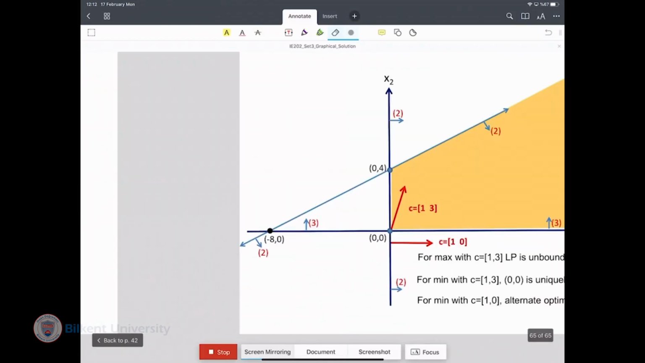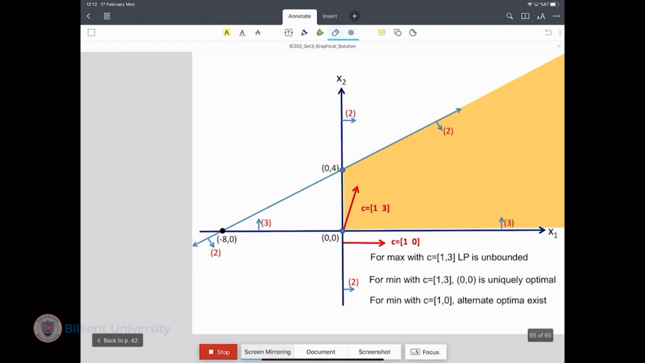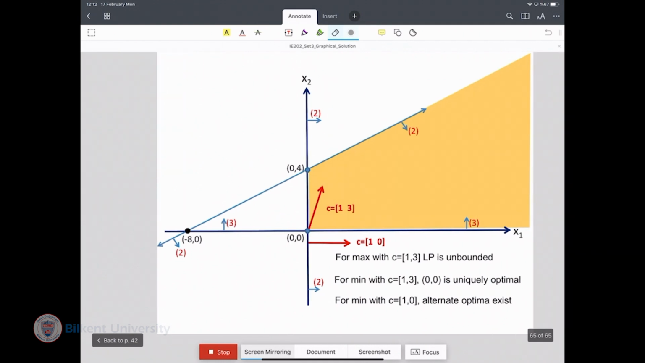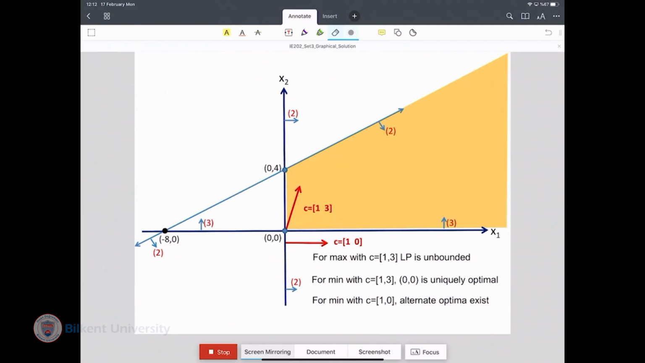Oh, it's here actually. So for maximizing C equals 1 and 3, x1 plus 3x2, the problem is unbounded. If you want to minimize it, the problem has a unique optimum solution. If your C is minimizing 1, 0, so if you're minimizing x1, you have alternative optimum solutions. Right?